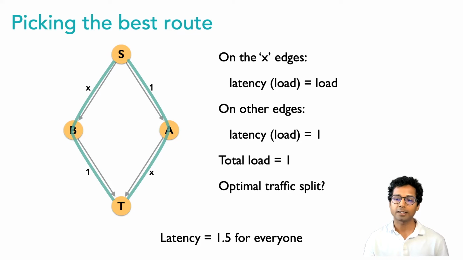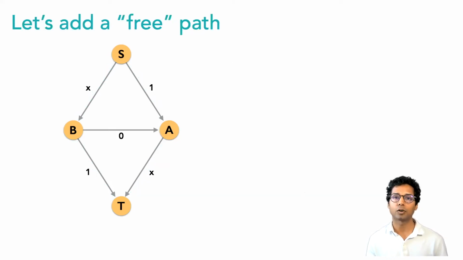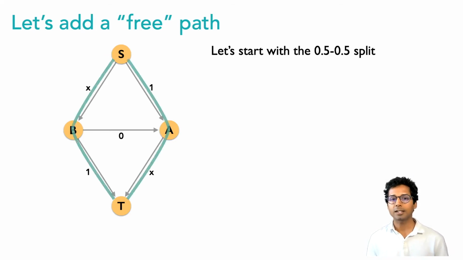Now, let's modify this network such that we add a free link from B to A. Free in the sense that regardless of the amount of traffic on this edge, the latency is always 0. So now we have 3 paths in this network, the same 2 as we had earlier, SBT and SAT, the green paths from the previous picture. And then we have a new path, SBAT, on which the latency is 2x plus 0. So 2x if x is the traffic traversing the SB and AT edges. So let's start with the 0.5 split again. So we are not using the SBAT path right now. And let's see what happens if we move some traffic to that edge.